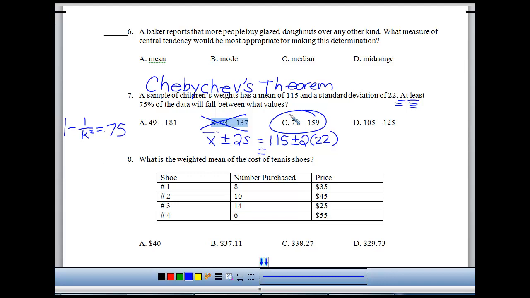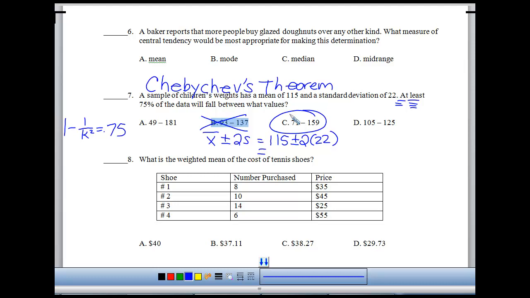That wasn't the only clue. Again, the fact that it didn't tell us anything about the distribution of the data goes along with this theorem. If it had said it was normally distributed, then I would be using the empirical rule. But it didn't tell us anything about the distribution, so I had to use Chebyshev's theorem. Does that make sense at all? A little bit. Okay, I'm going to let y'all ponder that.